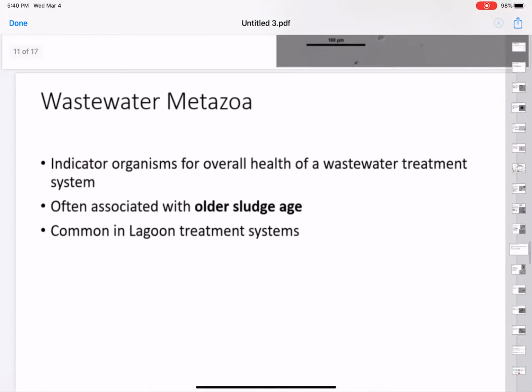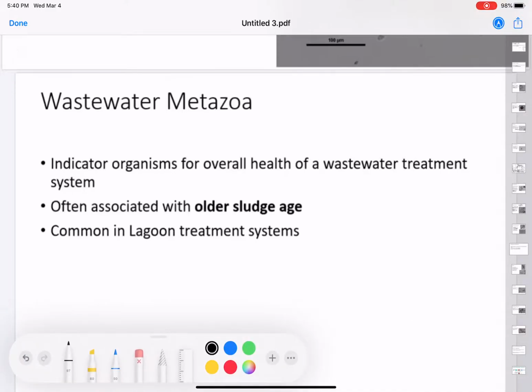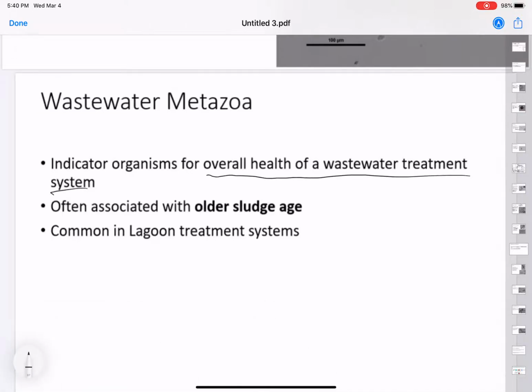Now, Mitosa is one example that you might see in wastewater, and these organisms indicate the overall health of the wastewater treatment system. And this Mitosa is often associated with older sludge age. Okay? And this is common in a lagoon. You know the meaning of a lagoon? It's not like SPR, it's not CMFR, it's not CSTR or a plug flow reactor.